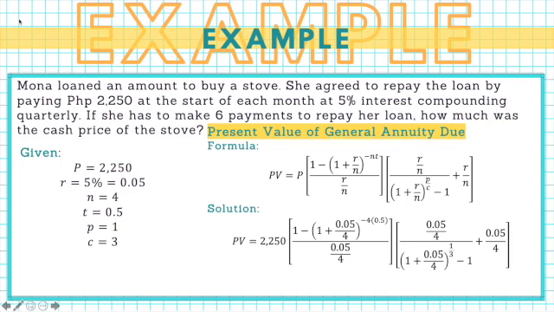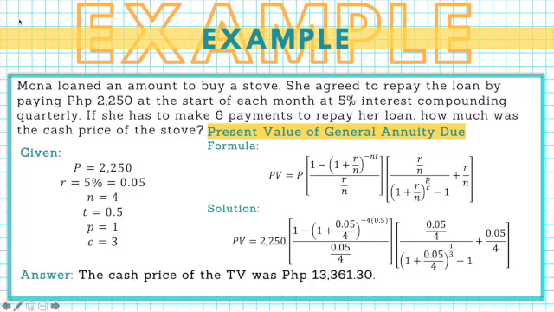Okay, and using our calculators, we can compute that the cash price of the stove was 13,361 pesos and 30 centavos. Okay? Next example.